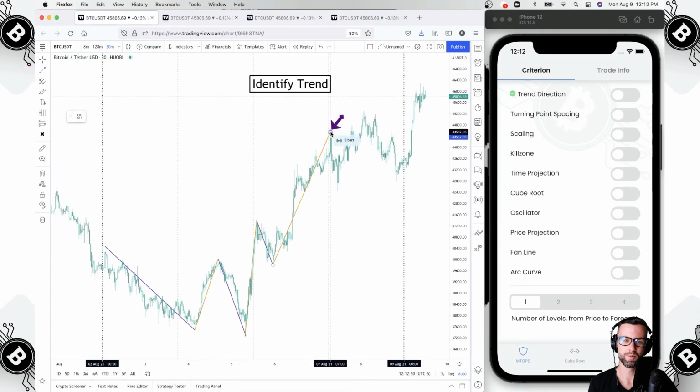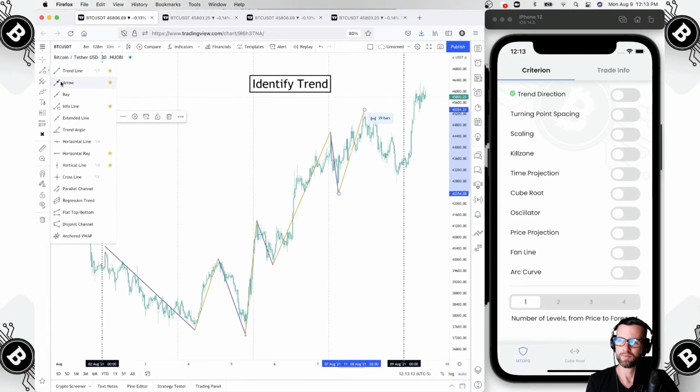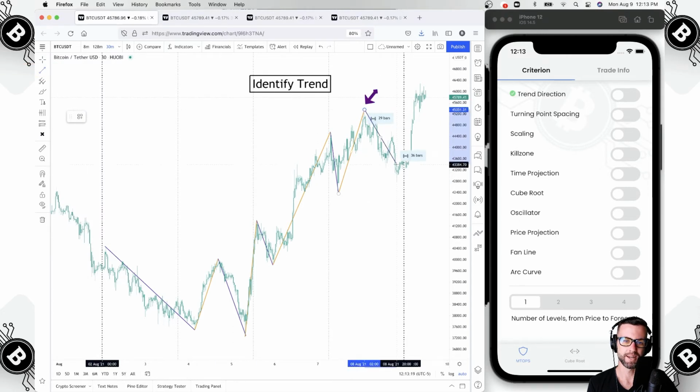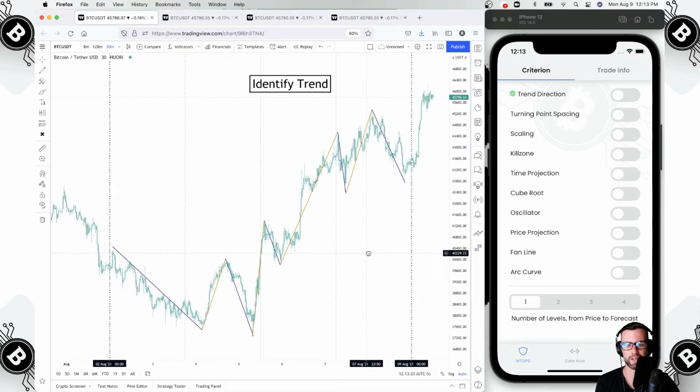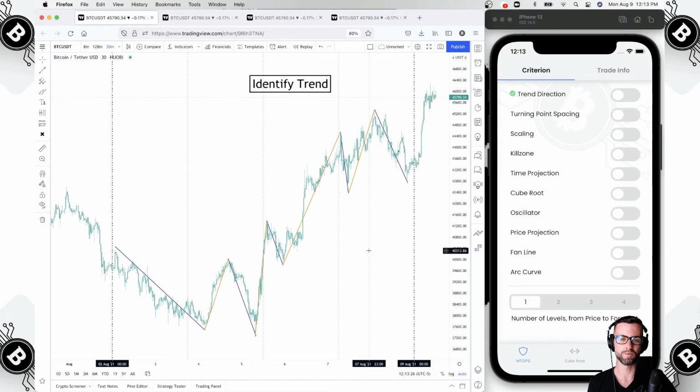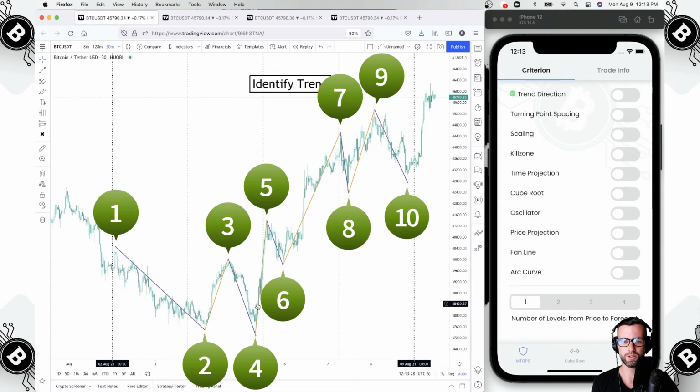So from that high, we go to the low. From that low, we go to the high. And from that high, we go to the low. Okay, so let's have a look at what we have over here. Well, these are the 10 turning points you're going to get for every single cycle that you work with.